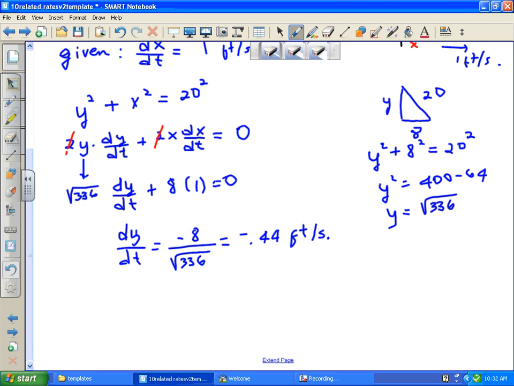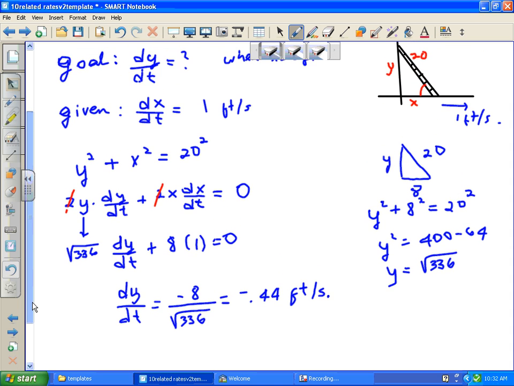Does it make sense that this turned out to be a negative quantity, dy dt? Because if that ladder is being pulled away on the bottom, the top is shrinking, right? The top distance is getting closer and closer to the ground, so dy dt is negative, and that makes sense in this situation. Now, I'm going to add a part B to this problem.